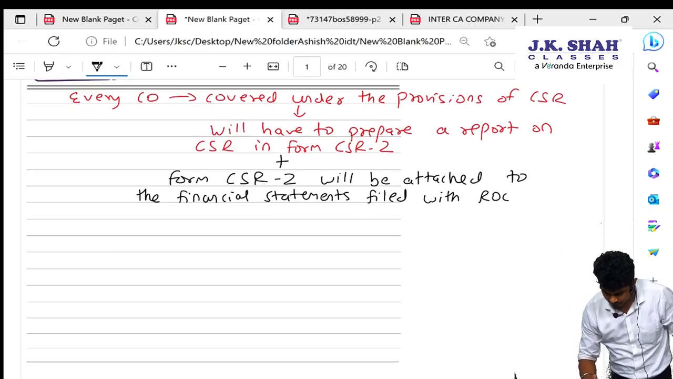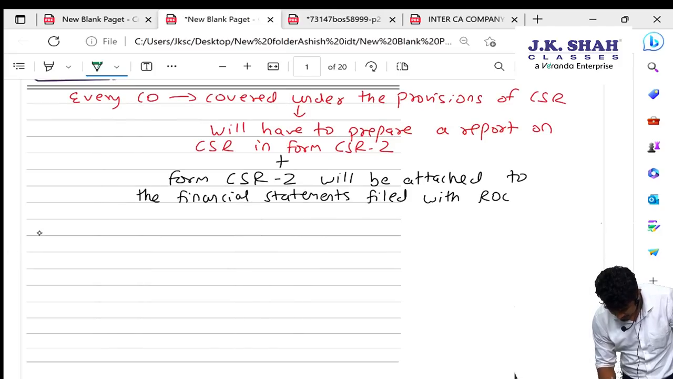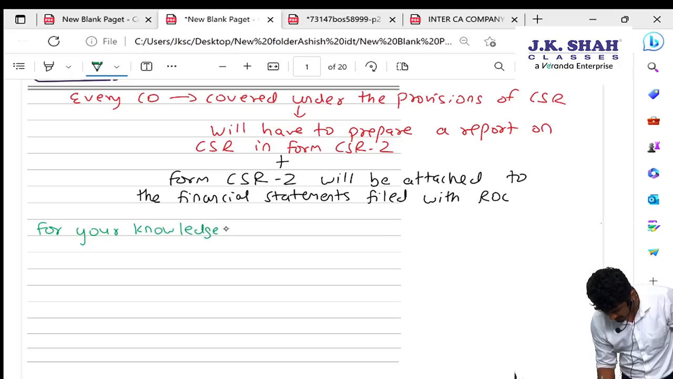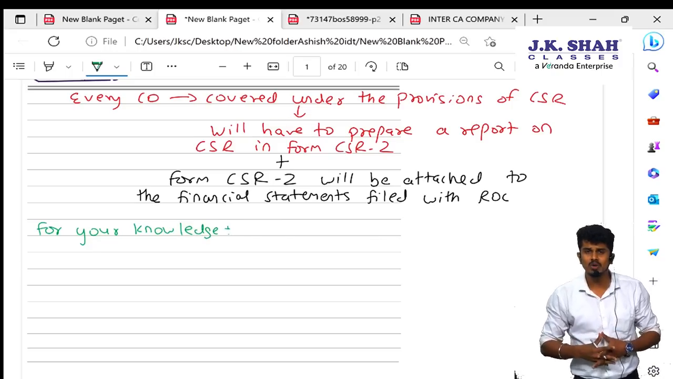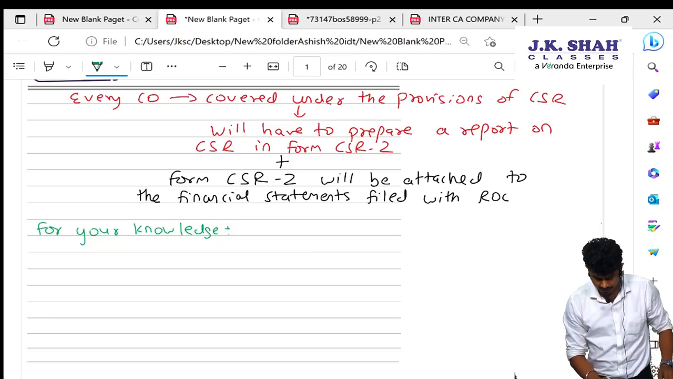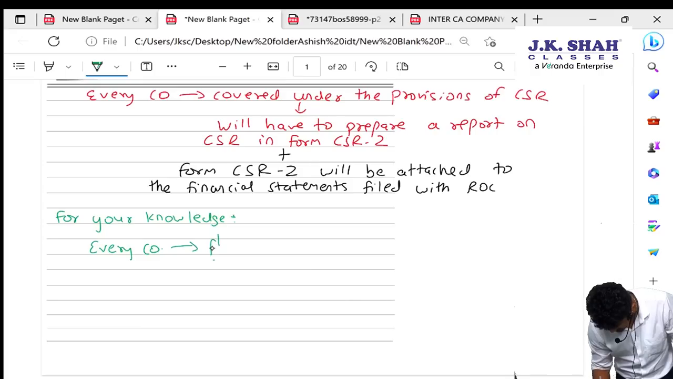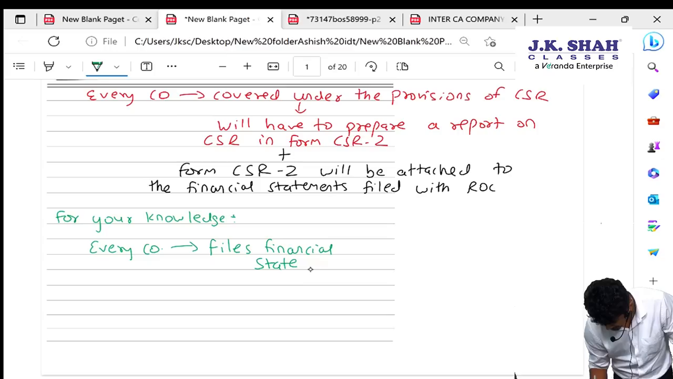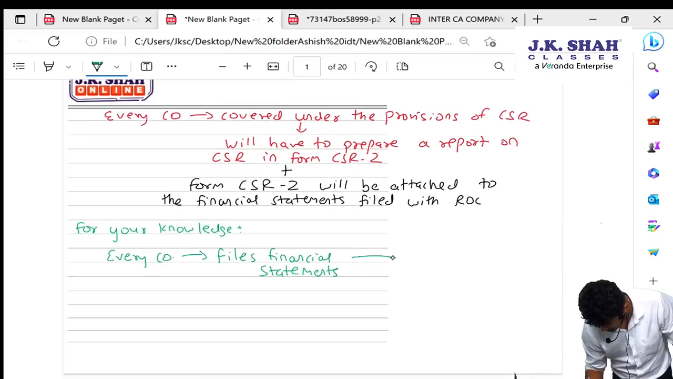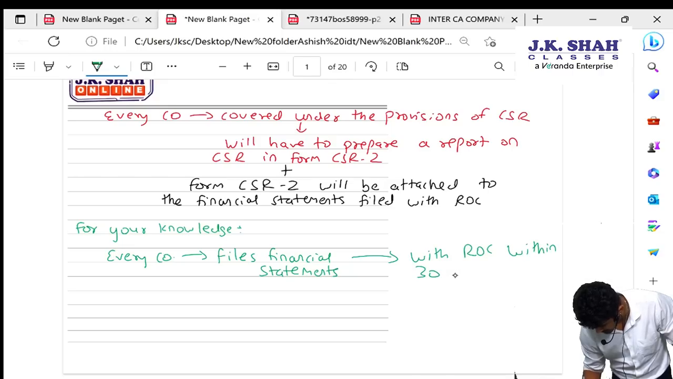Simple. Now, just for your knowledge, however it is there in the syllabus, in order to make you understand this amendment more precisely, every company files financial statements with ROC within 30 days of AGM.